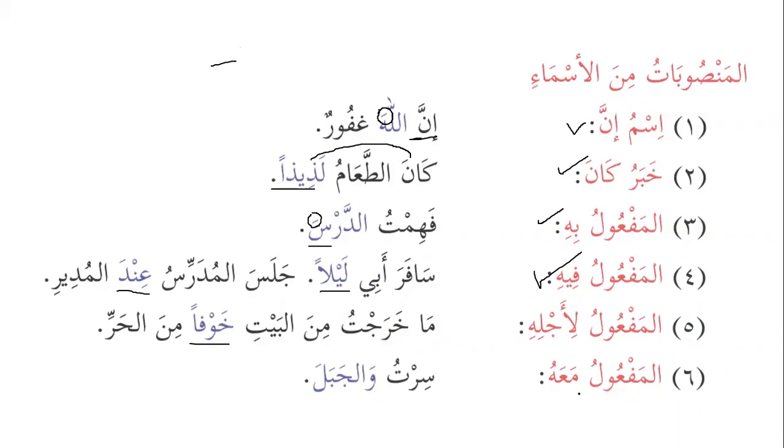Similarly, al-maf'ulu ma'ahu. Ma'ahu means with, as we know ma'a, and it always comes with waw, and this is called waw al-ma'iyah, the waw that gives the meaning of being together. Sirtu wal-jabala. So after this waw, when you see that the noun is mansub, that means this is maf'ul ma'ahu. After waw, normally the noun is marfu', or it can be majrur, but normally it's not mansub. Or if it is mansub, it is for a reason.